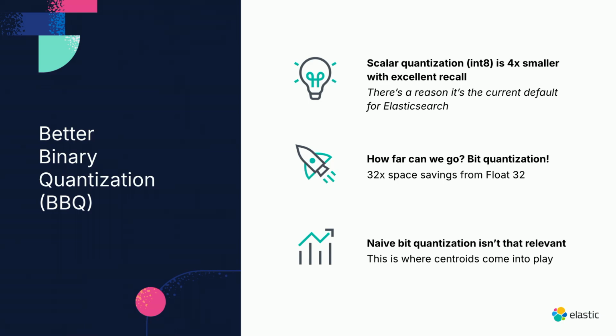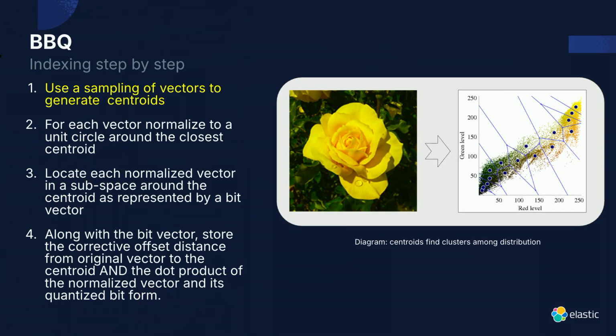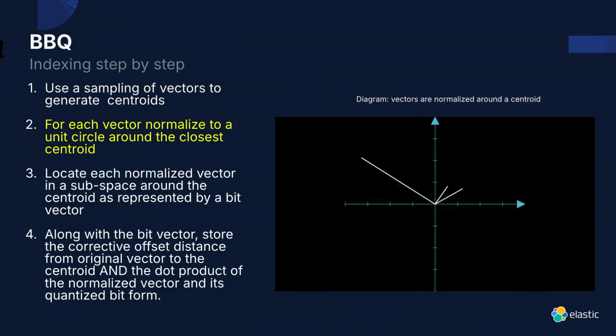Bit quantization is a 32x space savings from float32 embeddings that directly translates into money. The problem is that when you go to bit quantization, naive bit quantization just isn't that relevant. So this is where centroids come into play. And how do we index these centroids? We use a sampling of our vectors to generate these centroids. For each vector, we normalize it to a unit circle around the closest centroid.